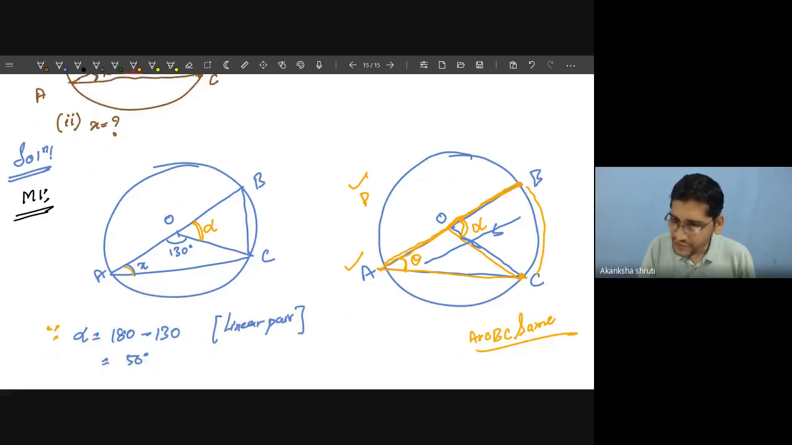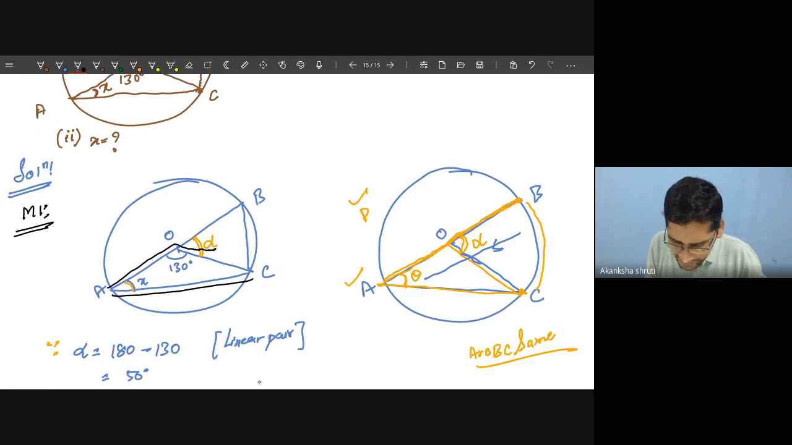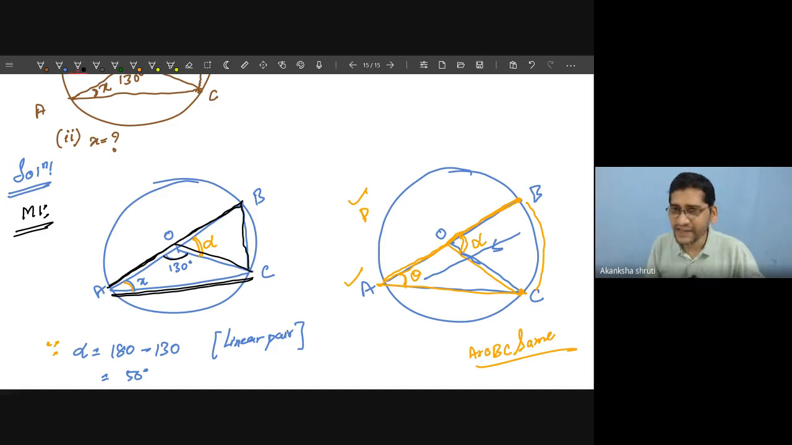How is that? Students, there is another method also. If you consider the chord AC, then for this chord AC, you can observe that the angle at the center is 130 degree. Are you getting? This is the angle formed at the center, 130 degree. And the same chord AC is subtending the angle at B also.